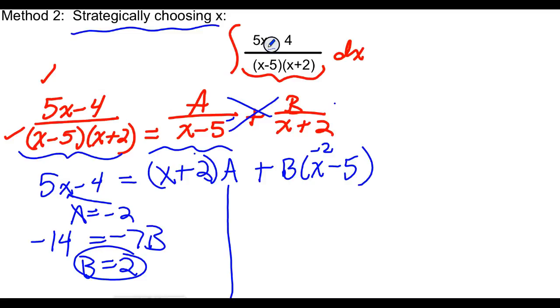So to get the A, I'm going to strategically wipe out B by strategically letting x be the one number in the world that'll cause that entire thing to disappear.